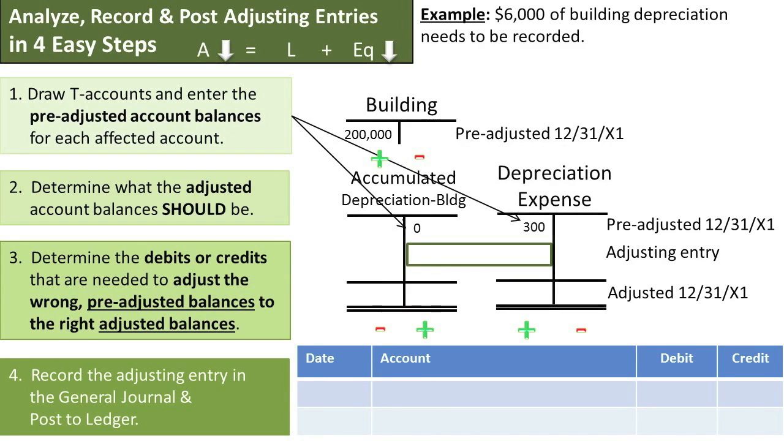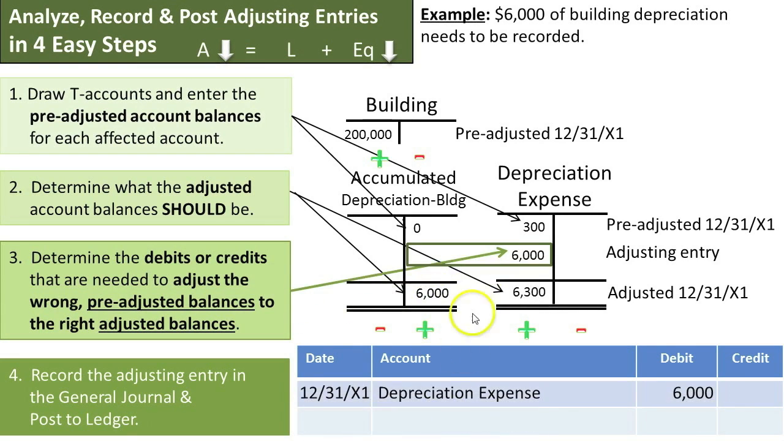Depreciation expense already shows the $300 of depreciation from the equipment, and we need to compute what the ending balance should be. It should be $6,300, which would include this depreciation on the building. And accumulated depreciation on building should be a credit of $6,000. How do we go from the wrong numbers to the right numbers? We'd have to debit depreciation expense and credit accumulated depreciation building.